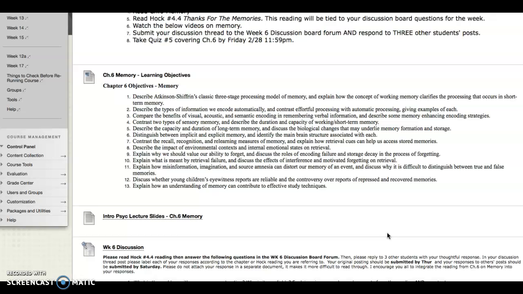We'll also be looking at recall, recognition, and retrieval cues. So all of these are ways in which we access stored memories. So once a memory is formed, how do we get it back out? We'll look at the impact of environmental contexts on that, how environment matters, and retrieval cues around us, as well as your internal emotional states, how that can affect retrieval of memories.